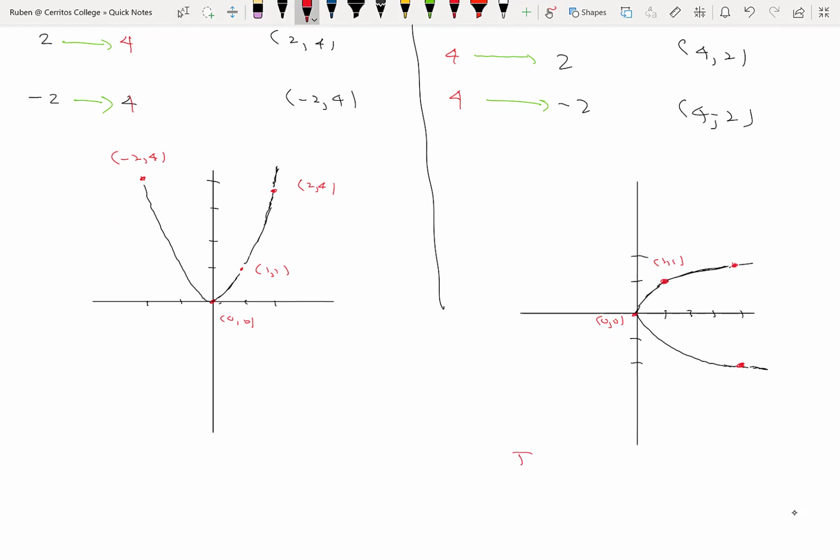This is not a function. The inverse of a function needs to be a function. And it's not. It doesn't pass the vertical line test. Remember, the vertical line test says if you can pass a vertical line through any point of your graph, it is not a function.